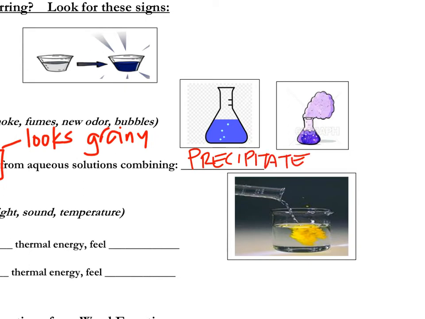Okay, and you can see a precipitate down here where you've got a clear liquid and a clear liquid, but as soon as this liquid touches the container or the liquid that's in here, it forms a yellow substance, and it's hard to tell from this picture, but if you were to look at it up close, it would appear very grainy, very powder-like. It's a solid that's being formed between two liquids. This is a precipitate.